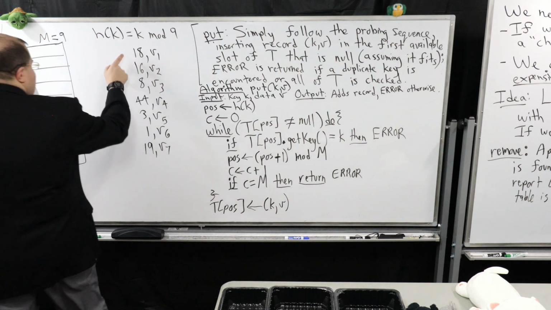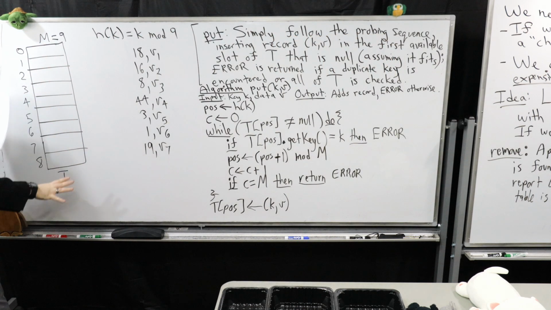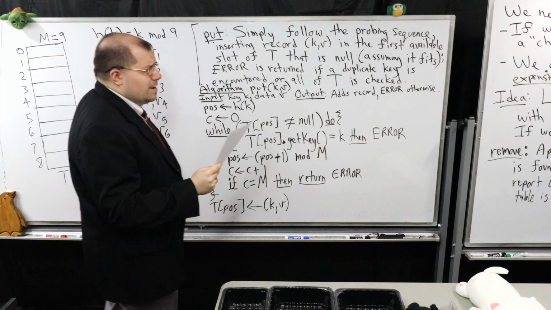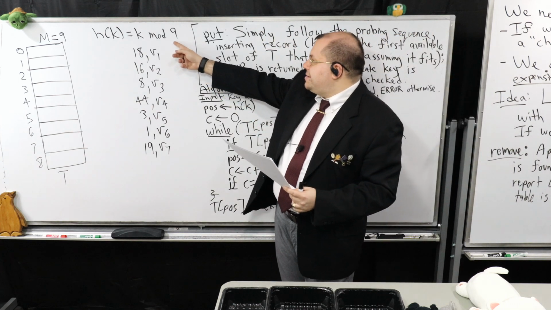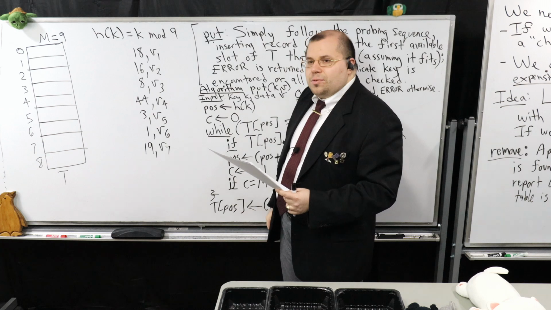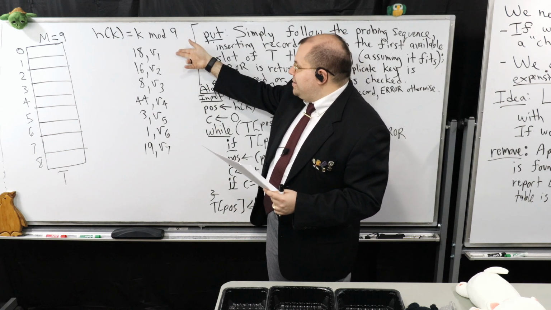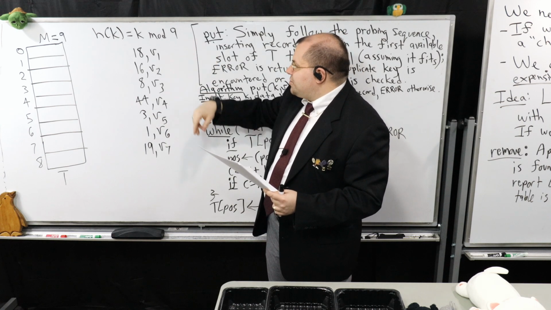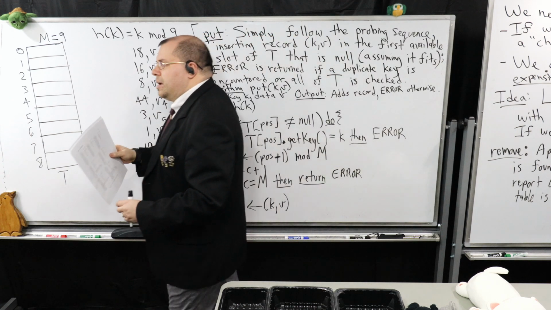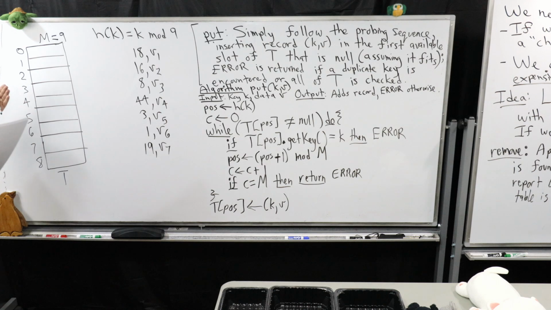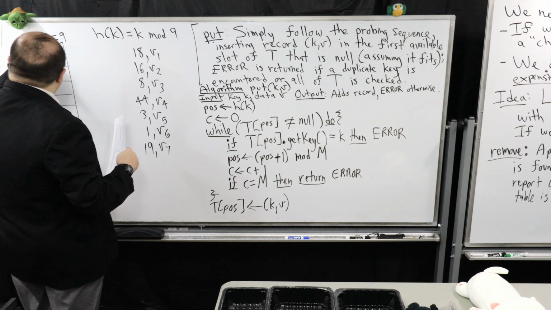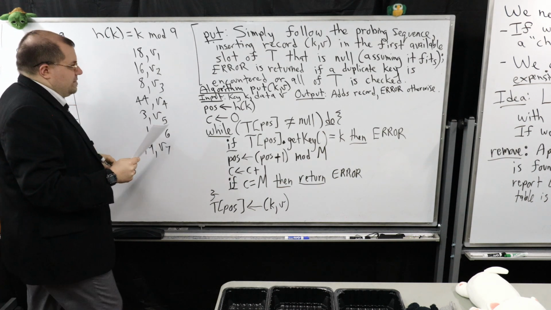So I'm going to go through each one of these records, and I'm going to put them into my hash table here. This hash table has size 9. And all I'm going to do now is apply this hash function. The first thing I'm going to do is consider this record, the one with key 18. That's going to be placed because of 18 mod 9. That is 0. I'm going to place that in position 0.